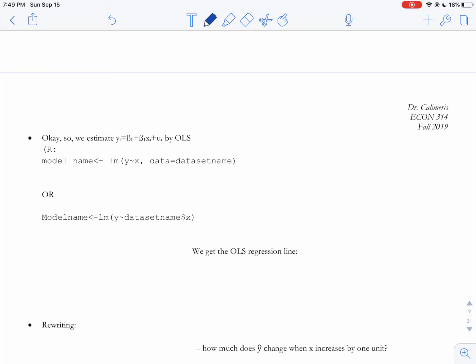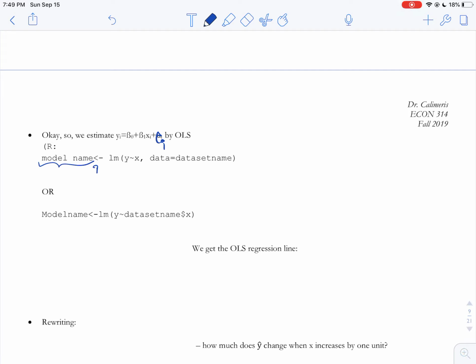Okay, so remember, now what we're going to do is we're going to estimate this equation by OLS, right? And instead of u_i, remember, it's e_i. In R, what we do is we put whatever we want to call the model. You have to give the model some name. So maybe you call it OLS1 or OLS2, or maybe you name it something that makes sense given the regression that you're running. And then we do this funny little arrow, that's the less than sign and the minus sign.